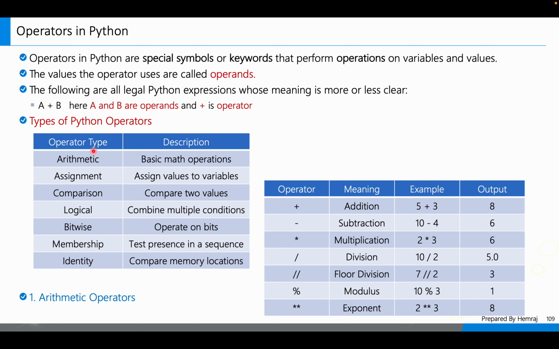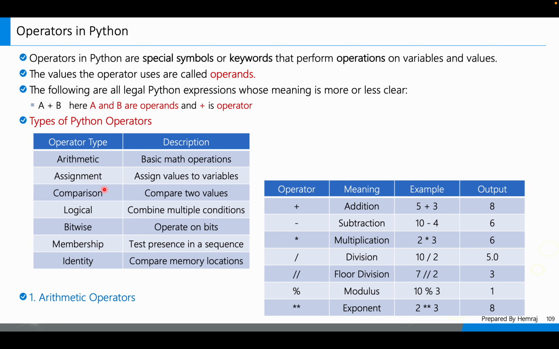That is the arithmetic operators, assignment operator, comparison operator, logical operator, bitwise operator, membership operator, and identity operators, right? And each operator has its function. Like arithmetic operators are used for basic math operations like addition, subtraction, multiplication, division, floor division, modulus, exponent, like that. Basic arithmetic operations, right?